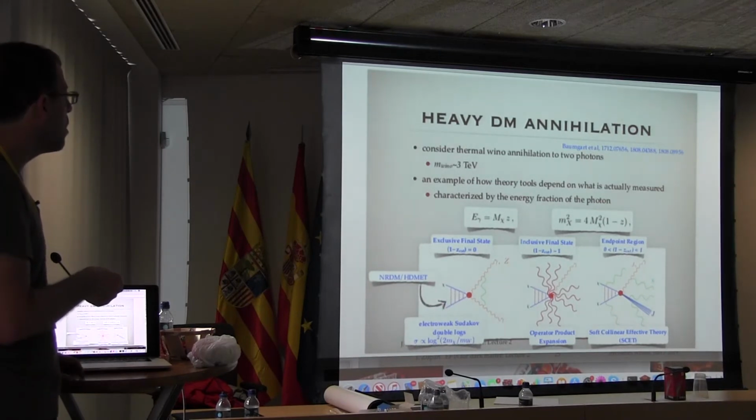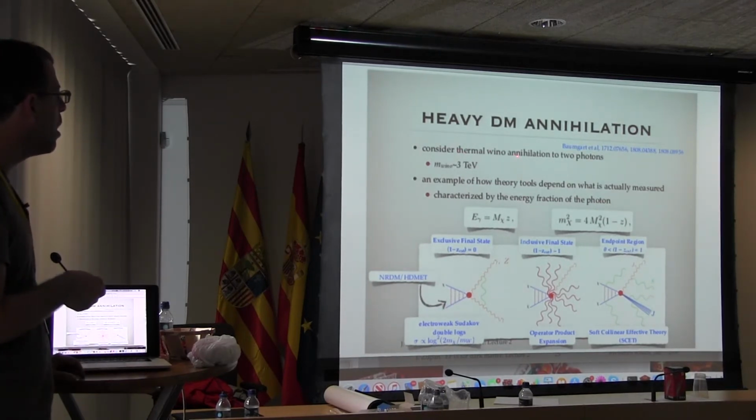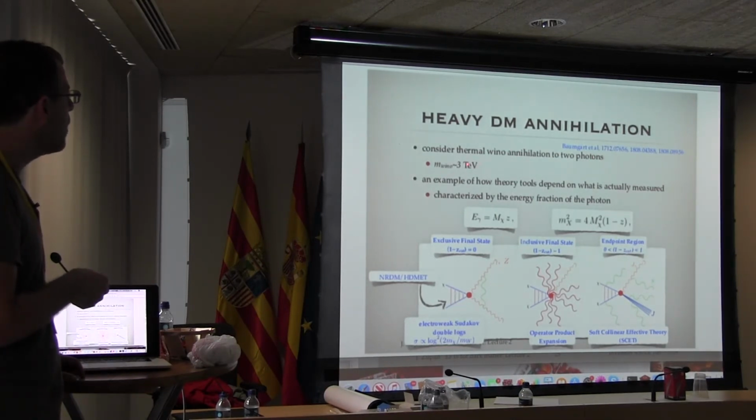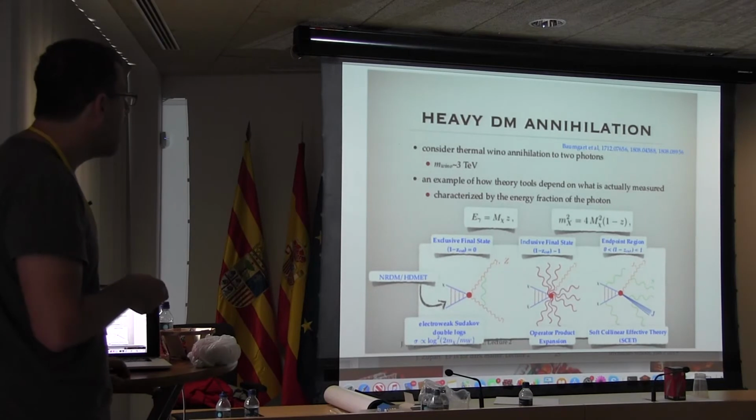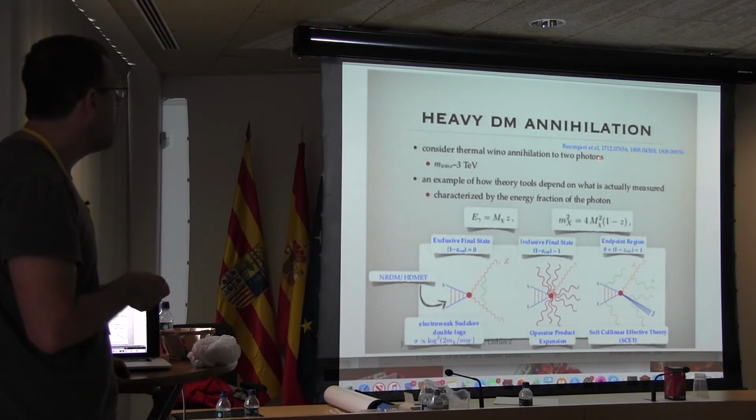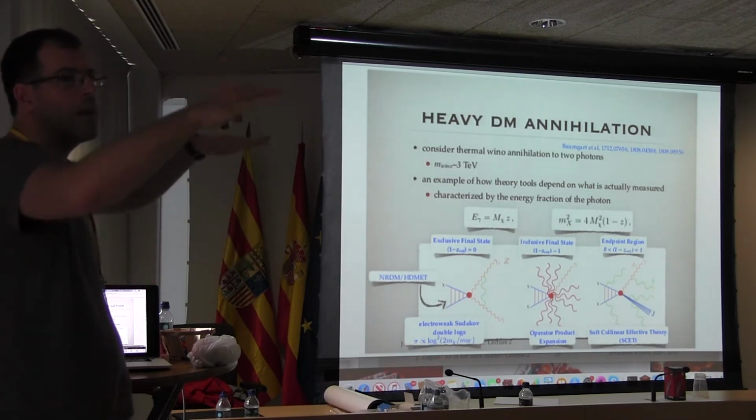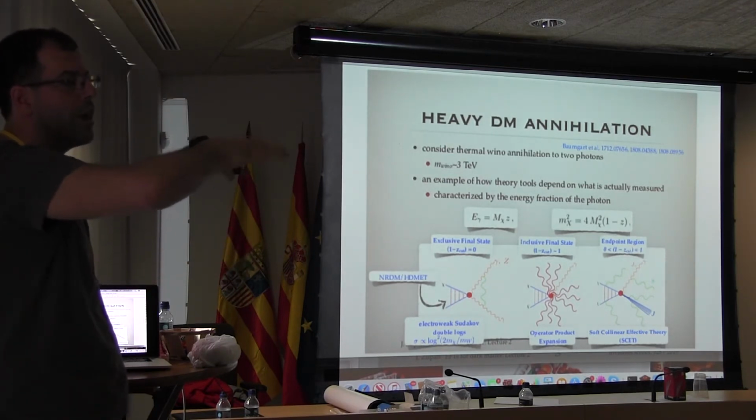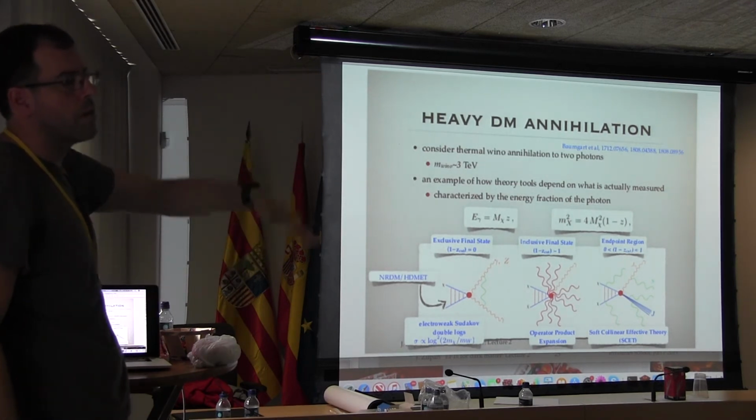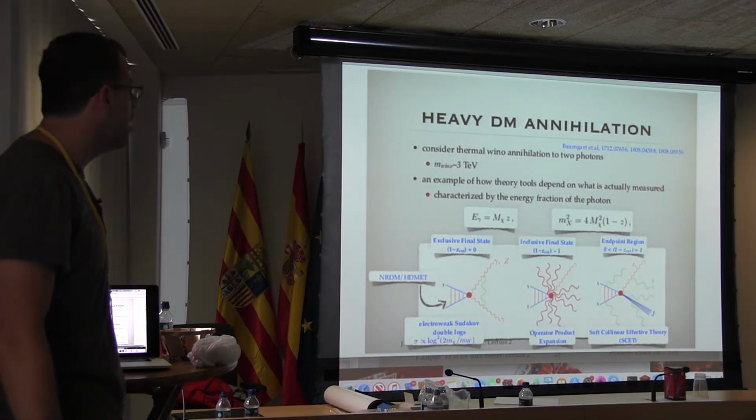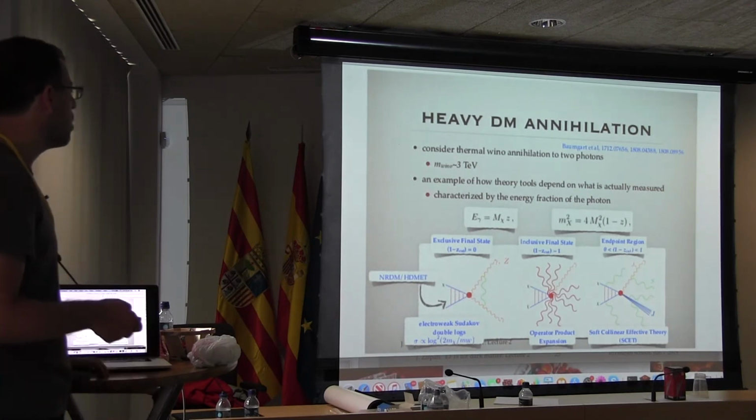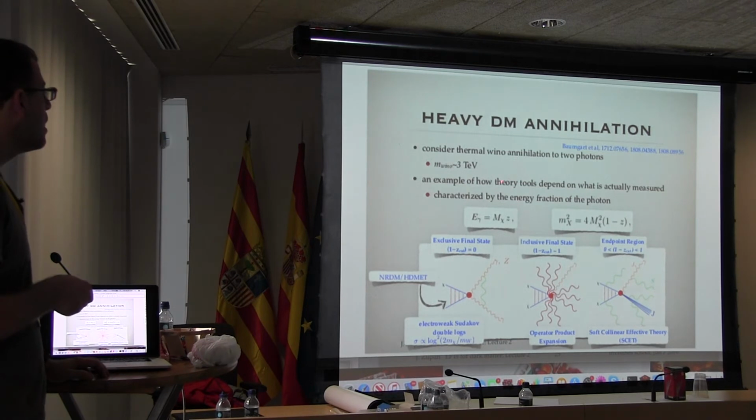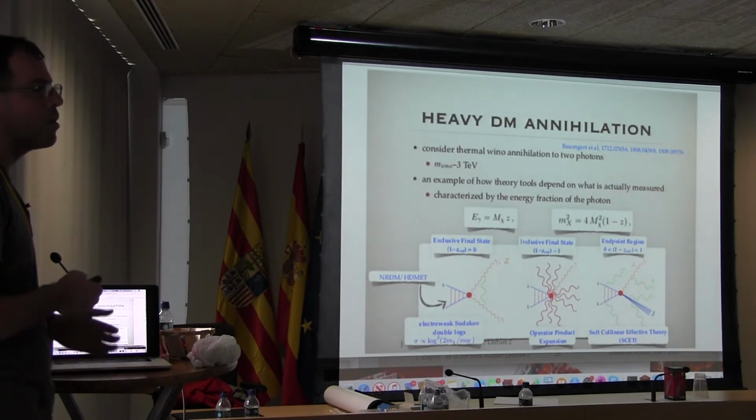So let's say that we have a thermal Wino, and we want to calculate the annihilation to 2 photons. Thermal Wino means that this will fix the mass of the Wino to be at 3 TeV roughly. And then you want to measure the photon flux that comes from dark matter sitting, let's say, at the galactic center, annihilating into photons, or above the galactic plane, or in a dwarf galaxy, and so on. So this is an example where you need to use different theory tools depending on what you're actually measuring.